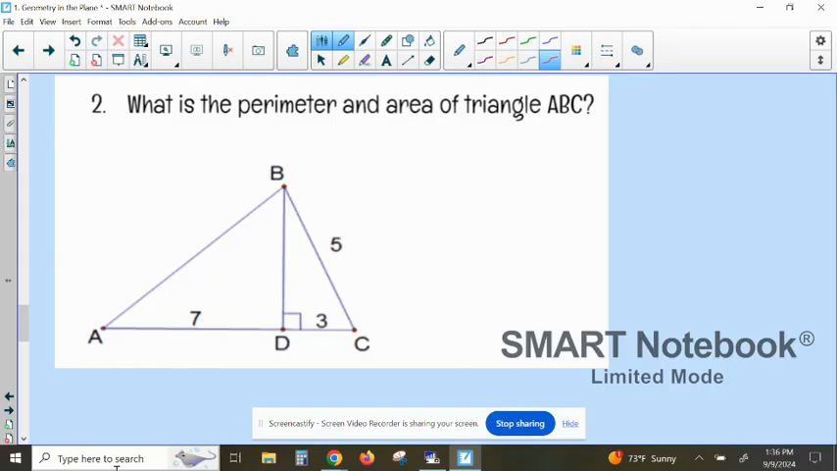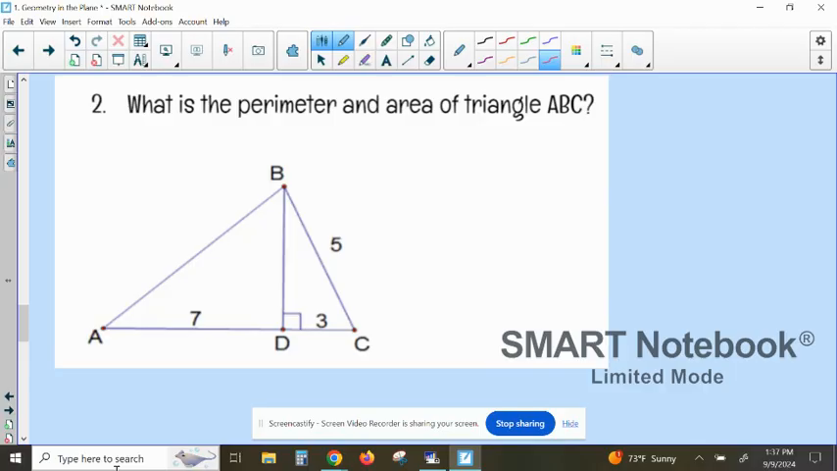Okay, it says we want to find the perimeter and the area of triangle ABC. How many triangles do you see in that picture? 2. Look again. There's 3. Because there's the little guy on the right, the medium guy on the right, and then there's the whole guy, right? Okay, so there are 3. So make sure you have 3 colors.